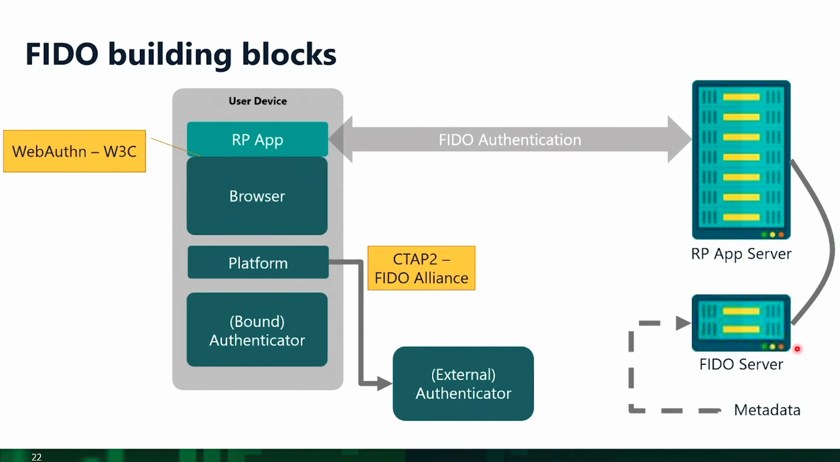At the platform level, you have another specification called CTAP2, and that spec was developed specifically by the FIDO Alliance. Its role is to actually define the interfaces from a platform, Windows, Apple, Android, and how they can talk to the external or roaming authenticators that I talked about earlier. They can connect through USB, through NFC, or through Bluetooth LE.